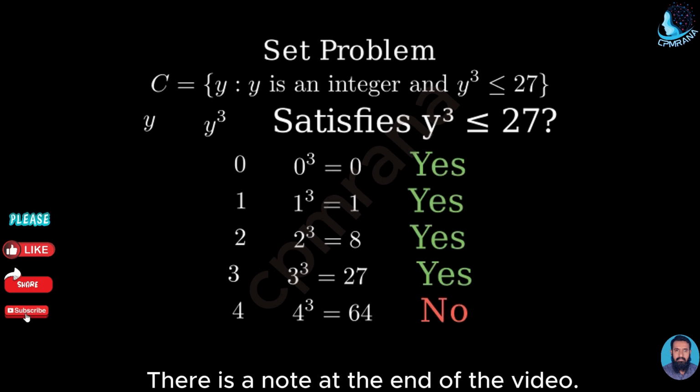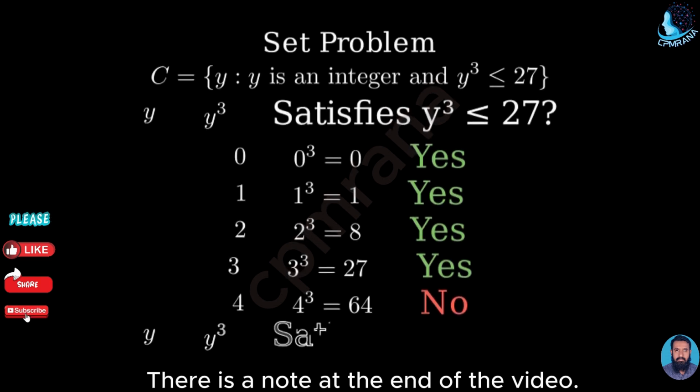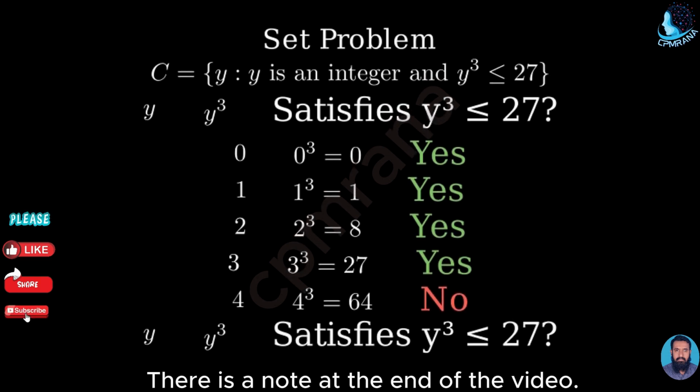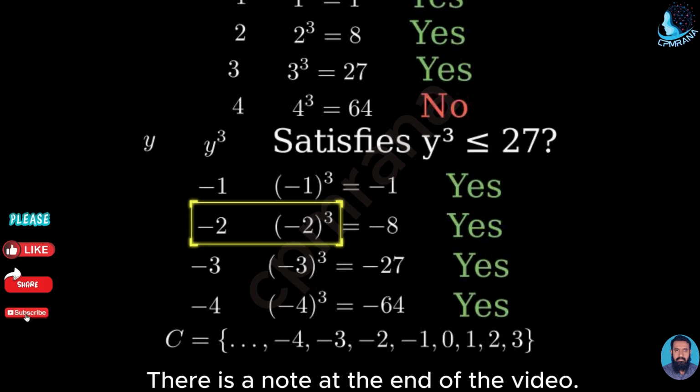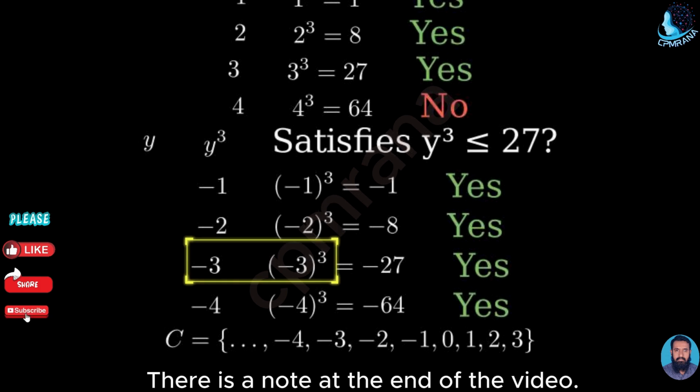Now, let's check negative integers. Remember that when you cube a negative number, the result is negative. Negative 1 cubed is negative 1, which is less than 27. Negative 2 cubed is negative 8, still less than 27. Negative 3 cubed is negative 27, which is less than 27. And negative 4 cubed would be negative 64, which is also less than 27.